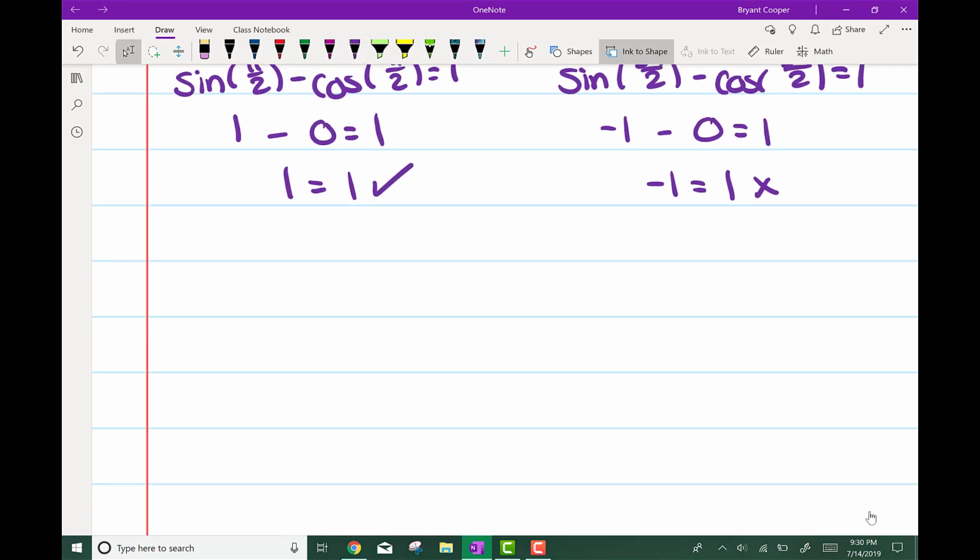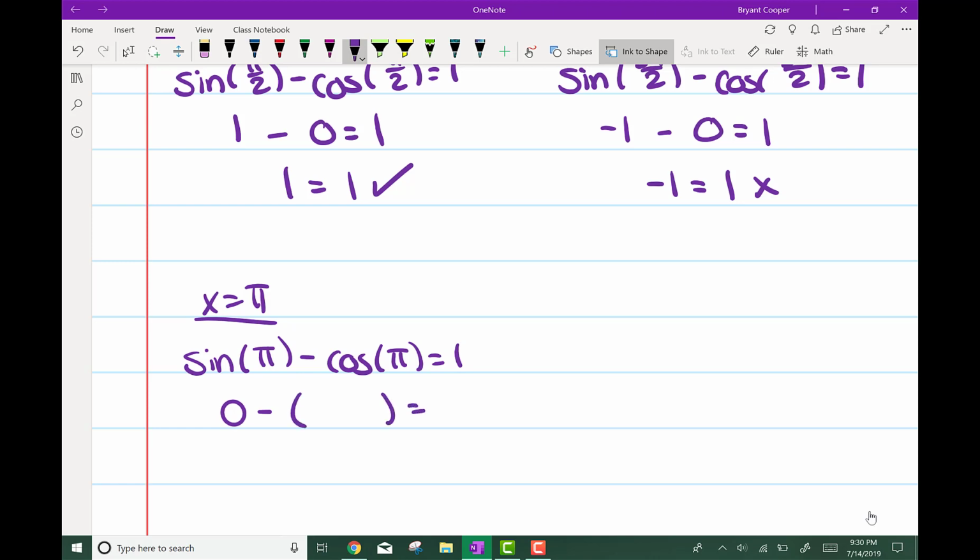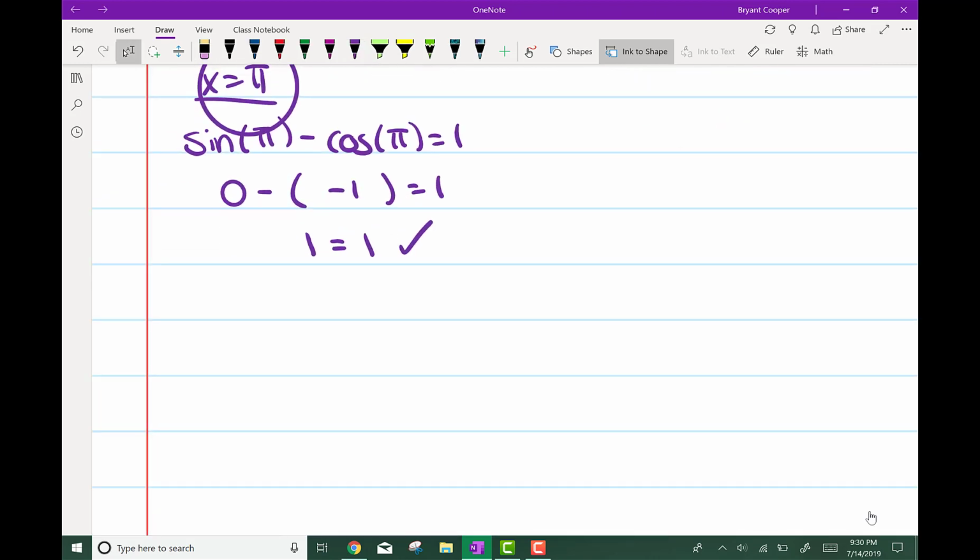And the last value we have to check is pi. So we get sine of pi minus cosine of pi is equal to 1. Sine of pi is 0 minus cosine of pi is negative 1. So negative and negative make a positive, so that checks out. So our final answers are x equals pi over 2 and x equals pi.